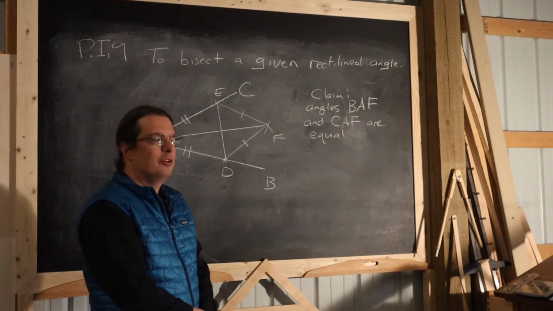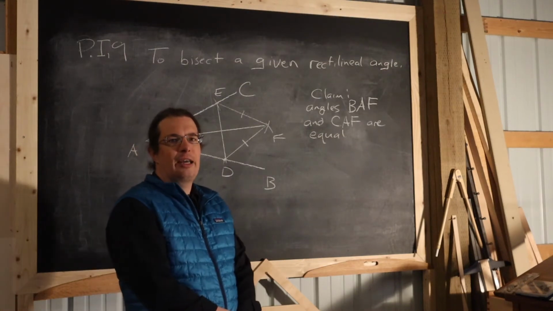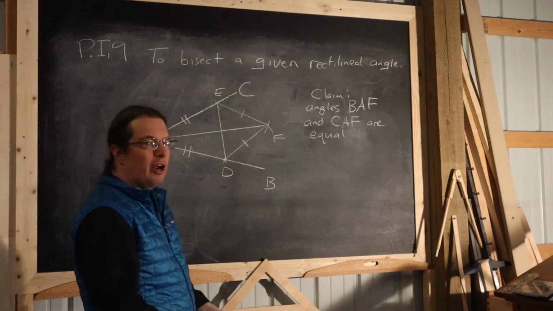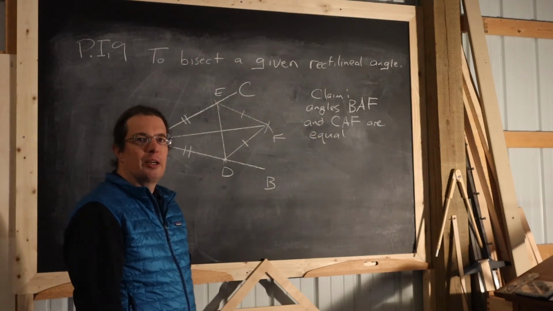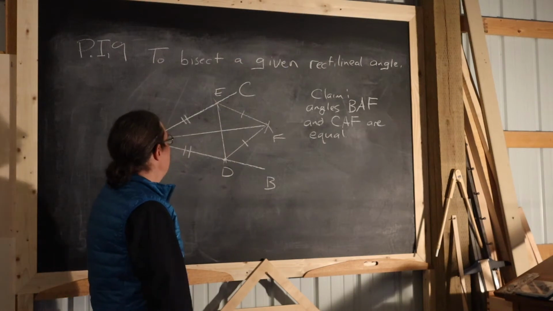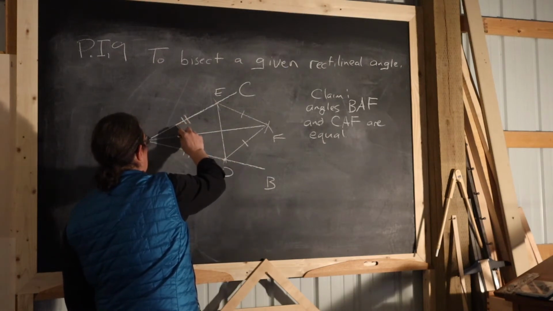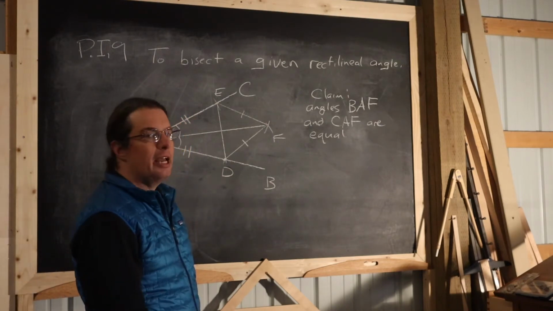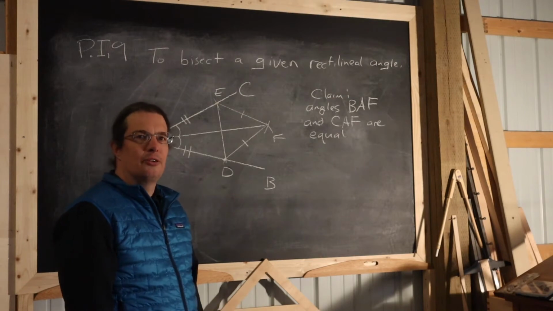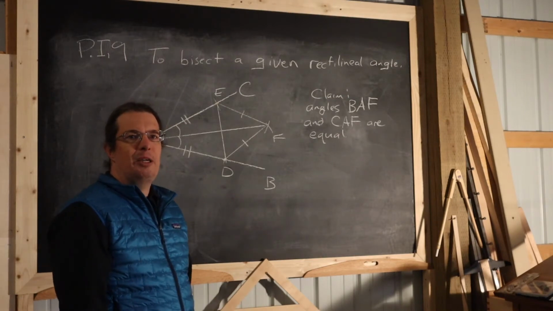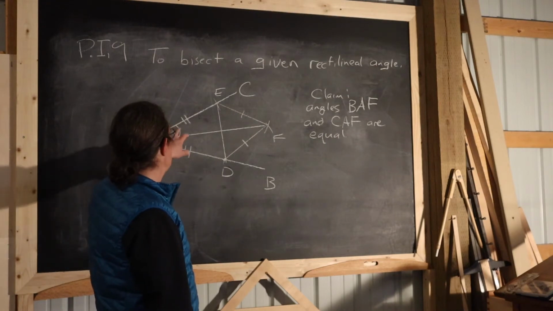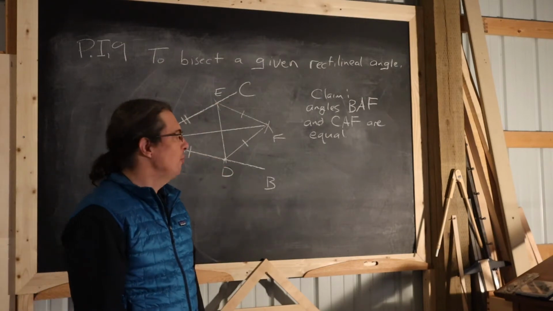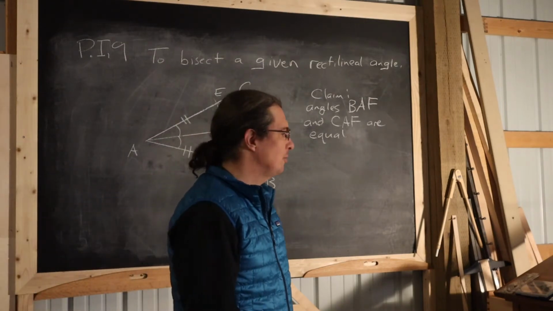So I've got two triangles with three pairs of corresponding sides that are equal. So I can conclude by the side-side-side relationship that those two triangles are equal to each other. And if the triangles are equal to each other, all of their corresponding parts are equal to each other. In particular, we can conclude that those two angles, angles CAF and BAF, which are corresponding angles of two congruent triangles, they've got to be equal to each other. And if they're equal to each other, that means that they are the bisected halves of this given angle that we started with. So that's why that construction works.